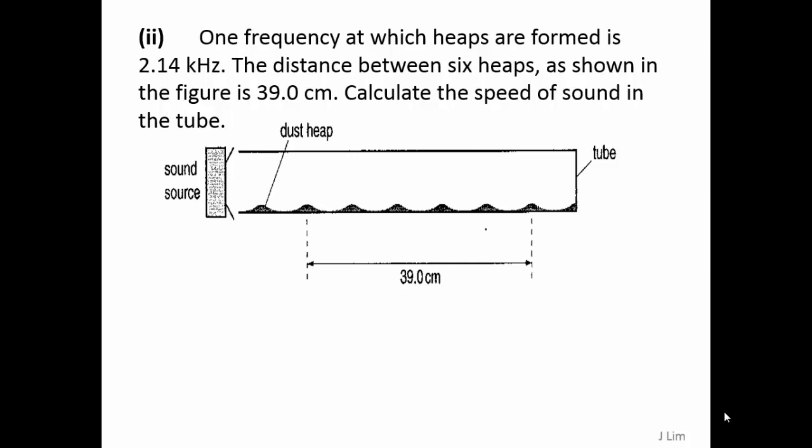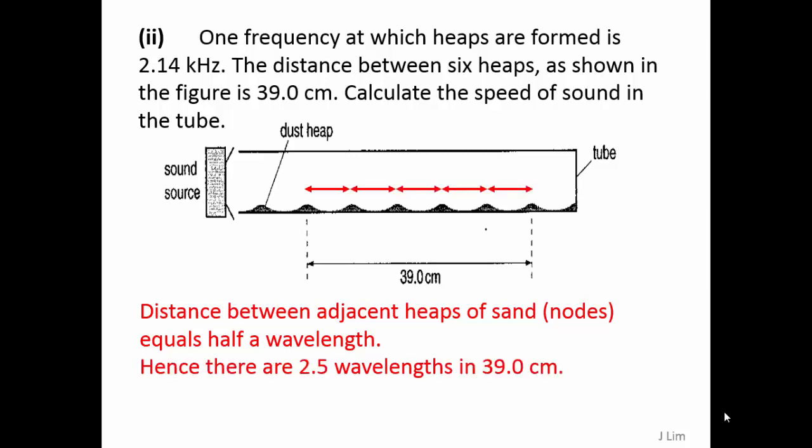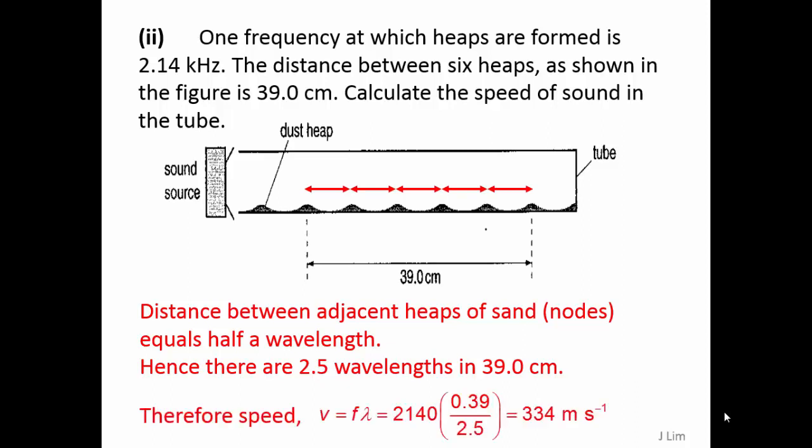Calculate the speed of sound in the tube. The distance between adjacent heaps of sand, that's the nodes, equals half a wavelength. So 2.5 wavelengths correspond to 39 centimeters. Hence the speed is 334 meters per second.